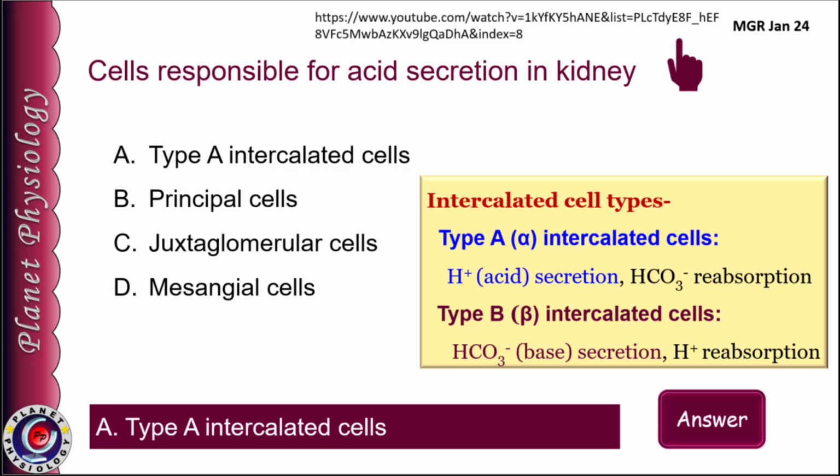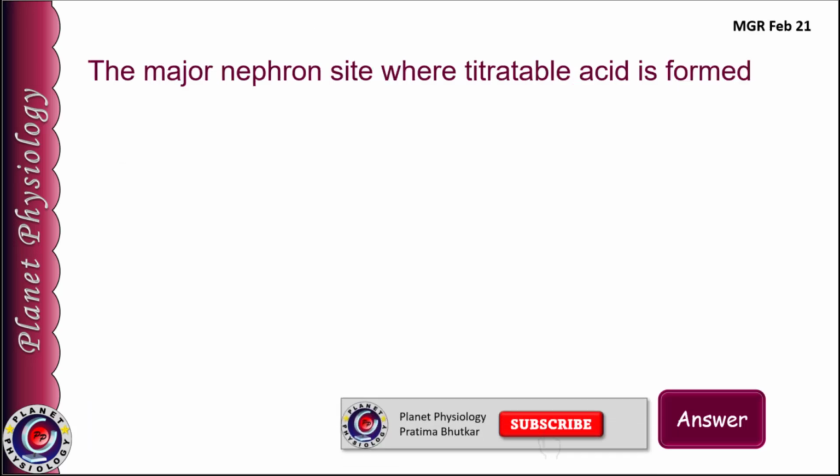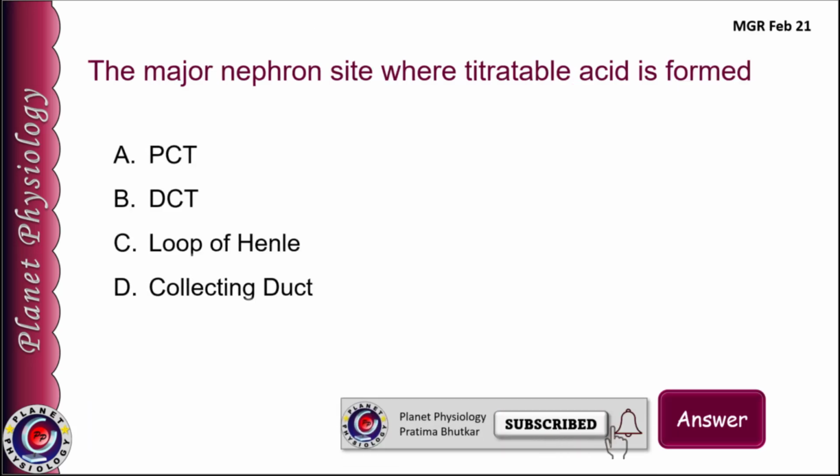Next question. The major nephron site where titrable acid is formed: A. PCT, B. DCT, C. Loop of Henle and D. Collecting ducts. Titrable acids refer to the amount of hydrogen ions excreted in urine that are bound to buffers like phosphate buffers or bicarbonate buffers.